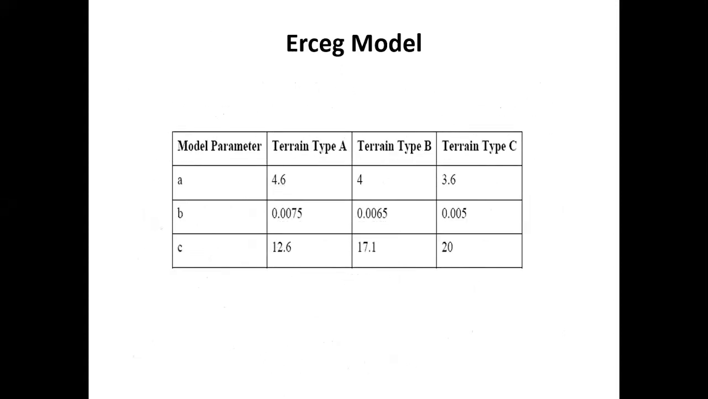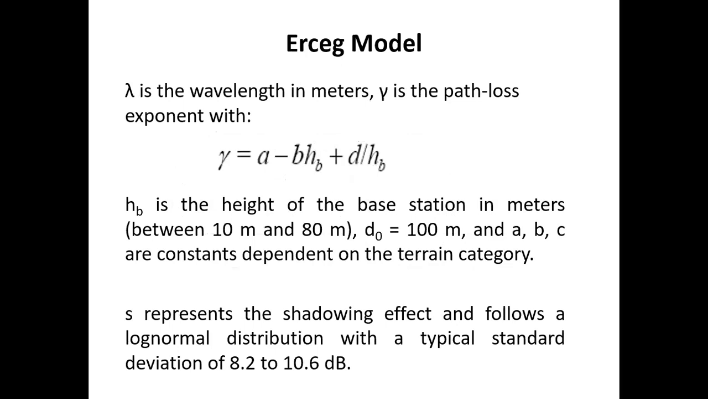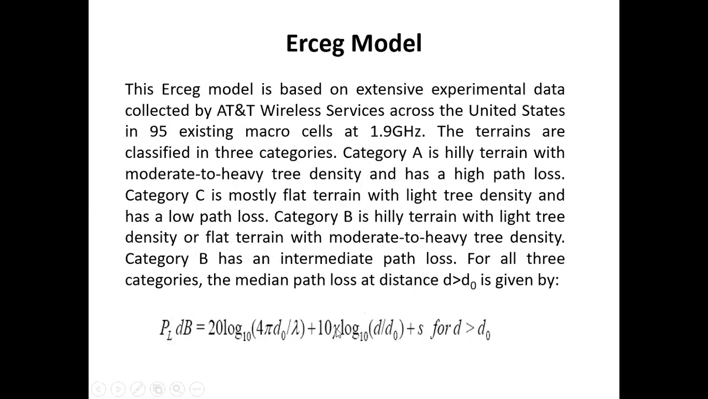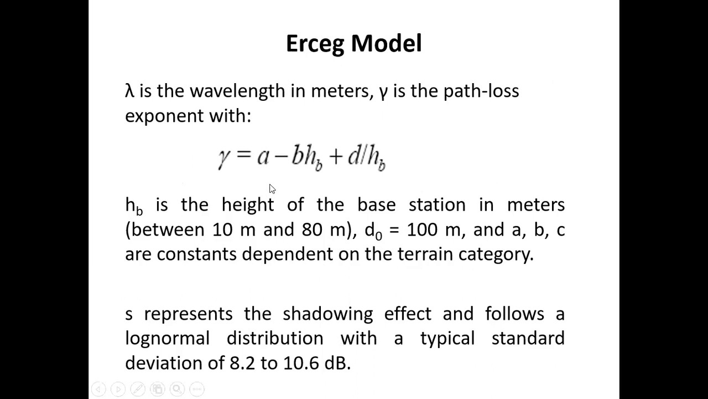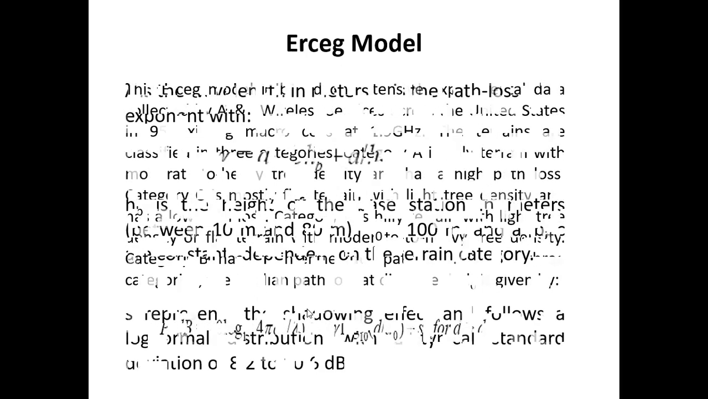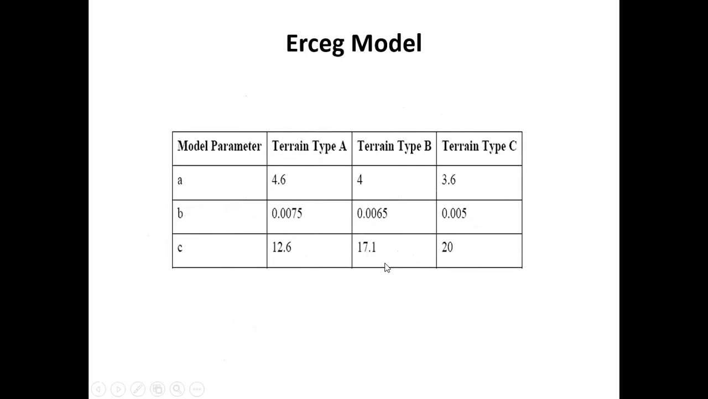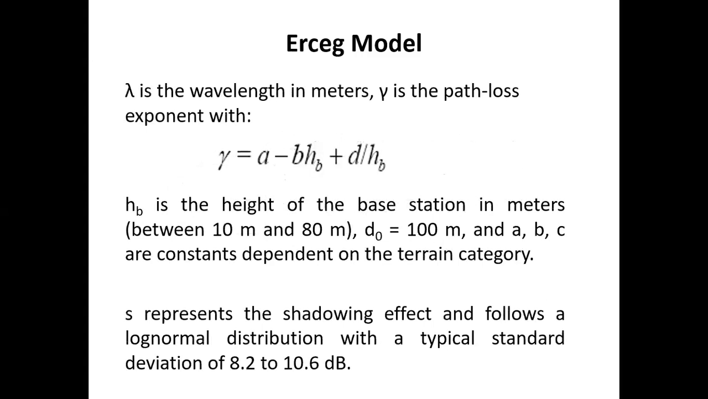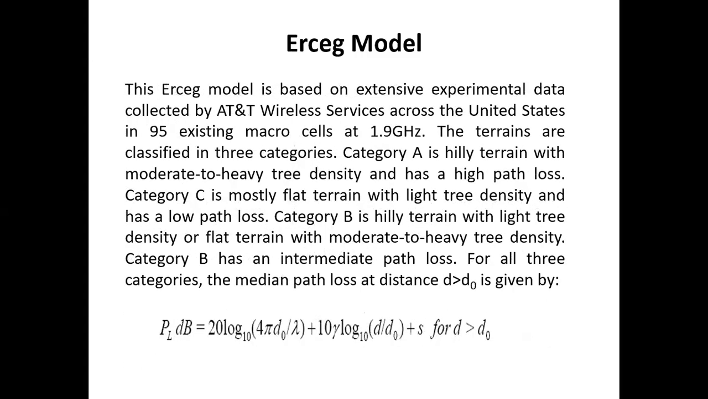Did I miss anything? Oh, sorry. S is just a shadowing effect. For gamma, there's an equation like this. HP is the base station height, and for A, B, C, you have this table. For different types of terrain there are different values. Like in the case of the Hata model, there are different versions for different types of environment. Similarly here, they treat the environment with different types of terrain properties.